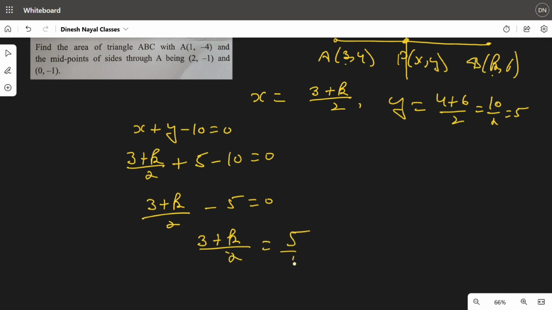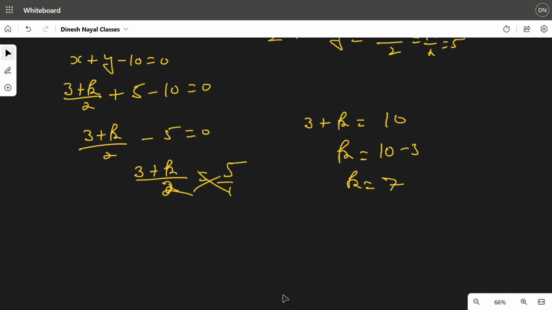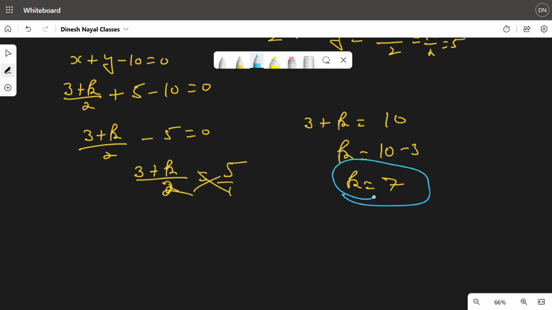Now cross multiply. This is actually 2, so this will become 10. So 3 plus k equals 10, and take 3 to that side, so k equals 10 minus 3, so k equals 7. For the first part, the value of k is 7, and that is our answer. Okay, now let's do the B part.